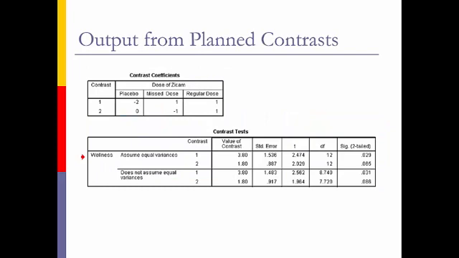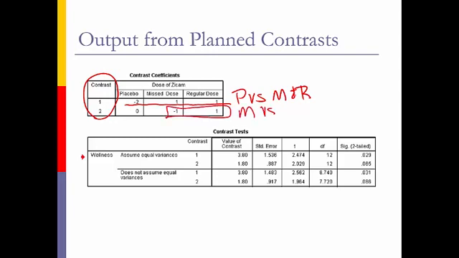All right, so let's look at the output for the contrast. Pretty easy to understand. First column here says that we had two contrasts, and it tells us how we coded our contrast. So this is essentially placebo versus missed and regular. And then the second contrast is then missed versus regular.